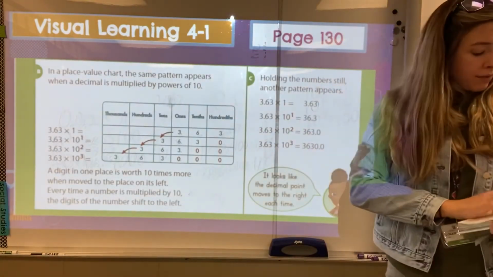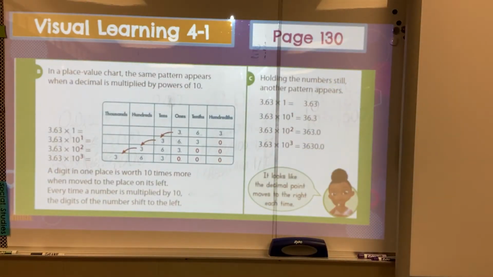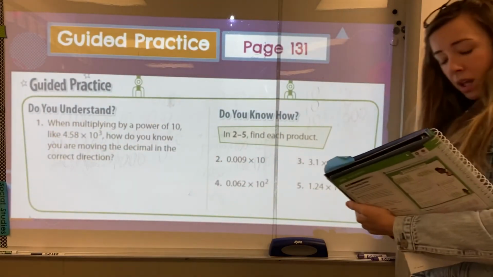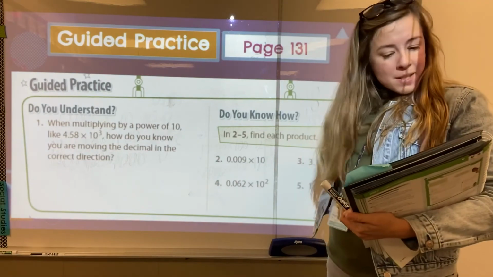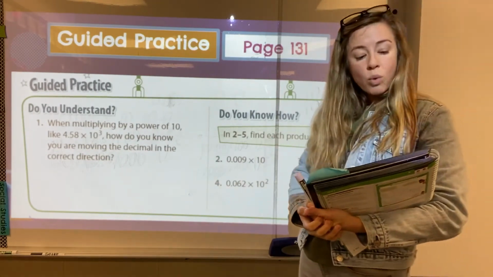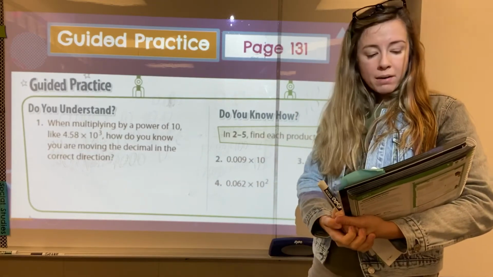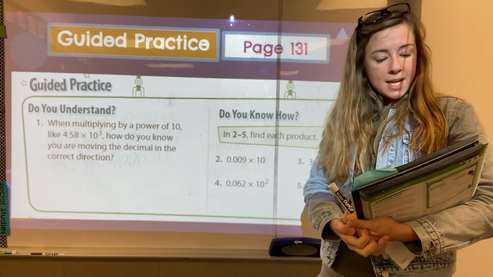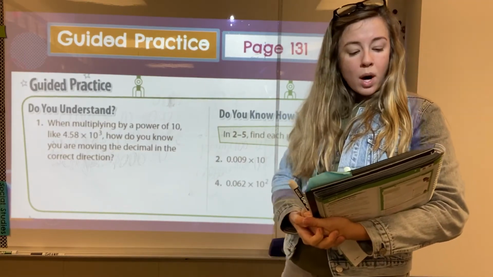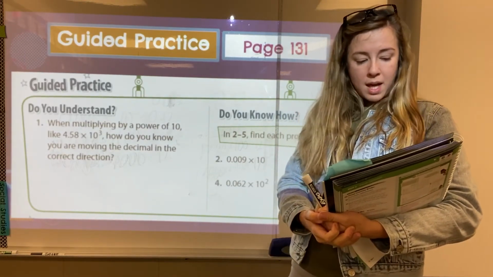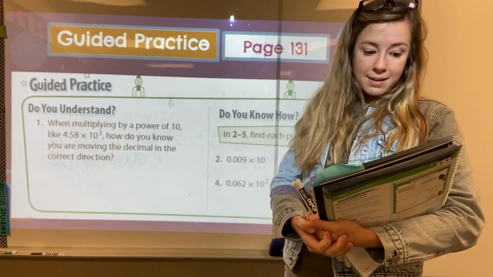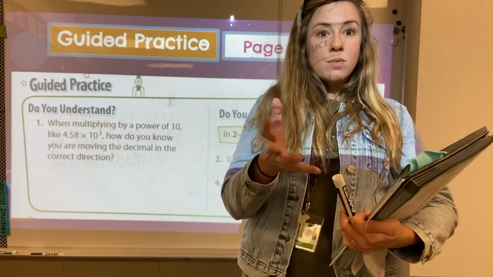Go ahead and flip over to page 131. We're going to work through a couple of guided practice problems. So for number 1, it says, when multiplying by a power of 10, like 4 and 58/100ths times 10 to the power of 3, how do you know you are moving the decimal in the correct direction? So when I multiply a whole number by a larger number than 1, the answer always gets larger. So I move the decimal to the right, is what we're really doing there.